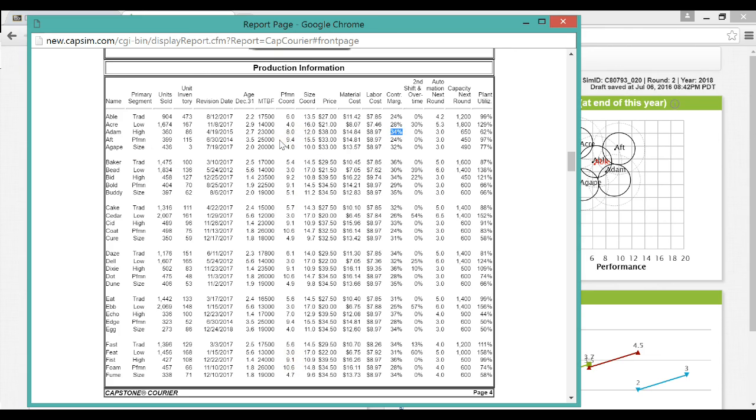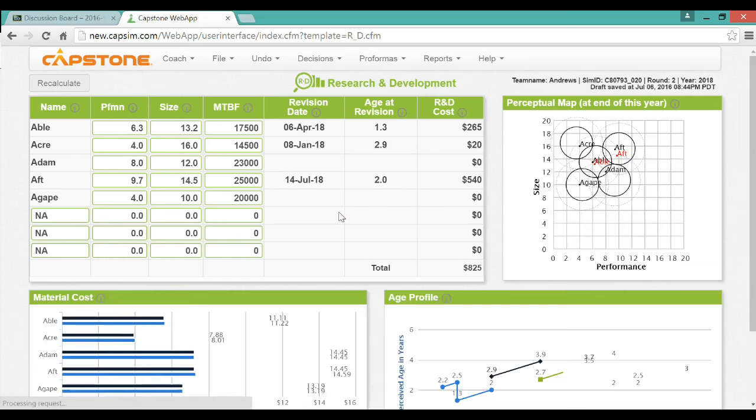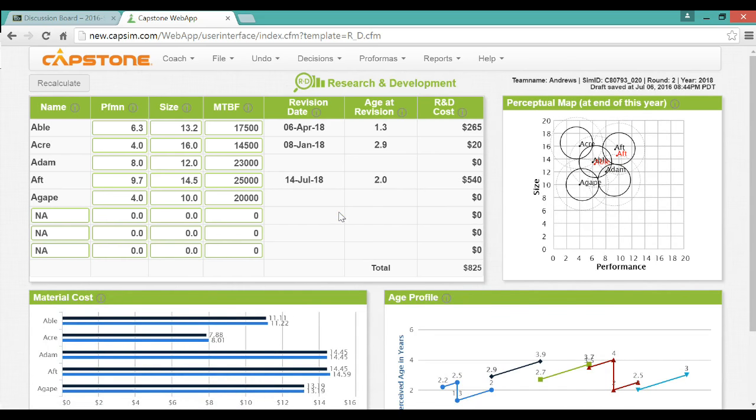So again, we're just comparing. We have about an average mean time before failure, maybe a little below average performance, and the biggest size. So there's some work to be done here on Aft. Again, if you wanted to just let this one be and try to make money elsewhere, you could do that. I'll try to reduce the size a bit and increase the performance a bit, and see if we can increase our market share there.